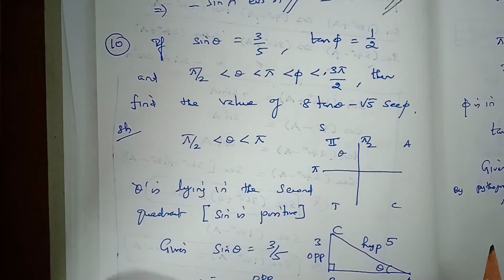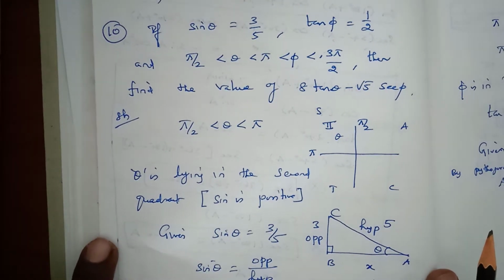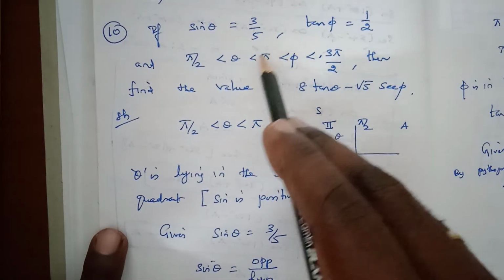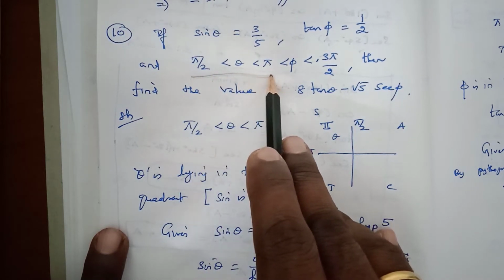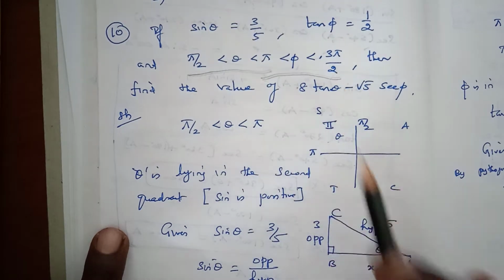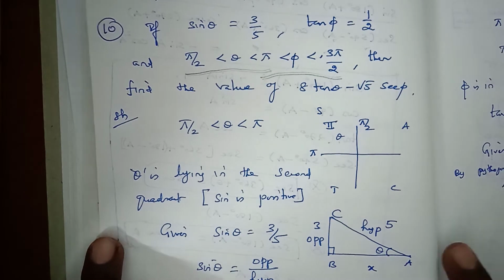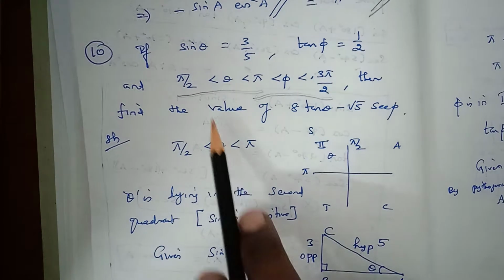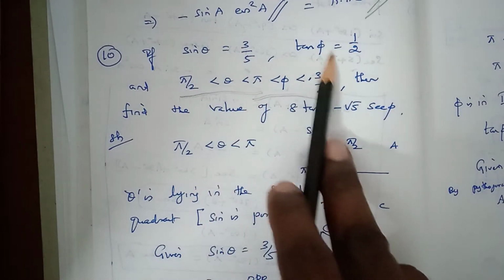This is the question. This problem can be split into two parts. The first part is pi by 2 less than theta less than pi. The other part is pi less than phi less than 3 pi by 2. First, sin theta is already given as 3 by 5, and tan phi is 1 by 2.